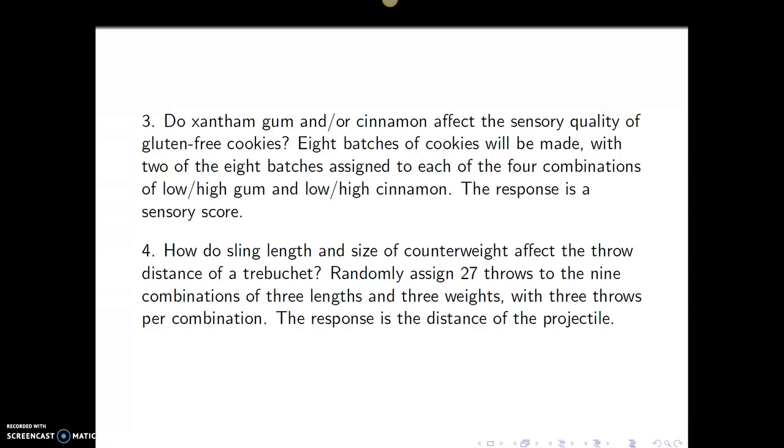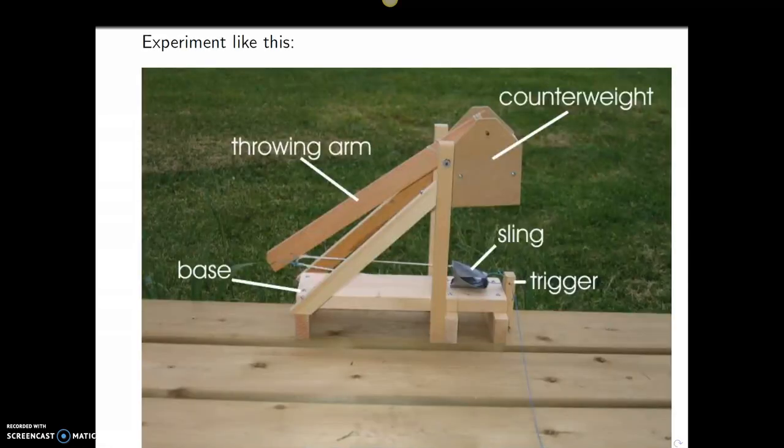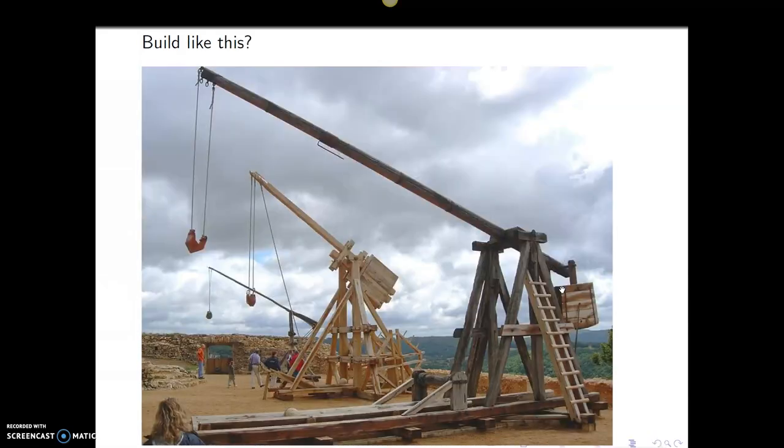So number 4, how do sling length and size of counterweight affect the throw distance of a trebuchet, I think is how you say that. What am I talking about? I'm not even sure, so let's look at the next slide. This is a trebuchet, as I think it's pronounced. So notice we have the throwing arm, the base, the sling, the counterweight, the trigger, where you pull the rope and have it sling. Those are some really big trebuchets. I'm probably so wrong about that pronunciation, but it sounds like it should be French, right?